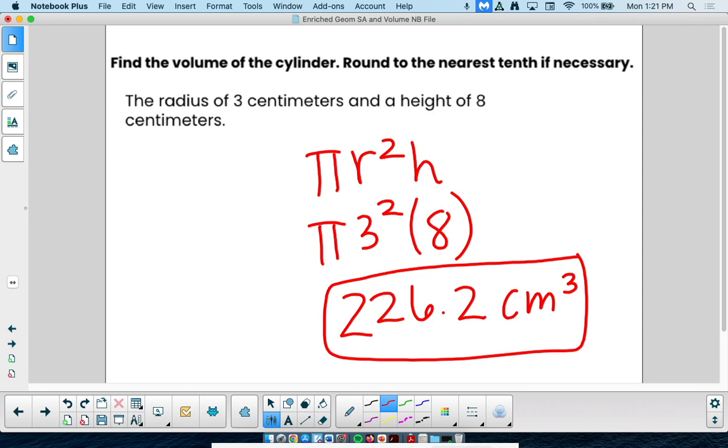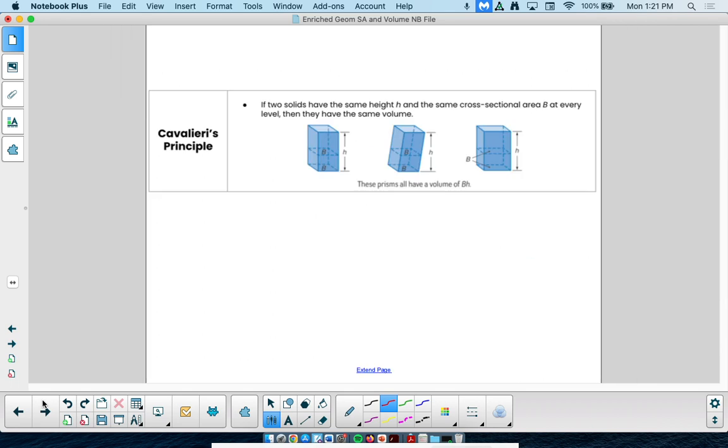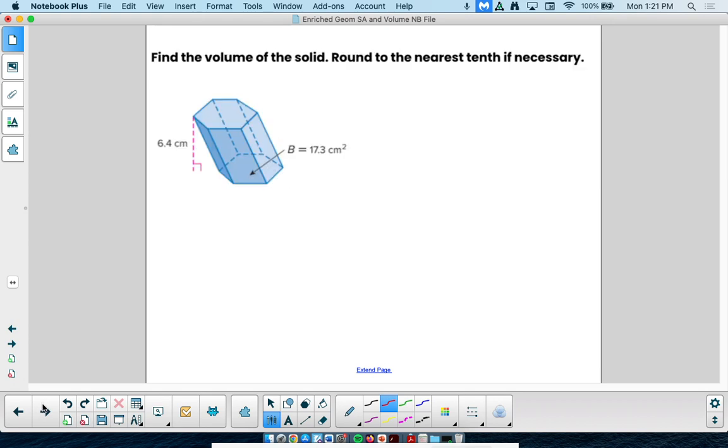So on the next page, it's talking about Cavalieri's principle. Is that why you have those books? Yeah. It doesn't matter if an object is straight up and down or pushed to the side. The formula is still the same. It's still base area times its height. It just looks a little different. You still find the volume the same way.